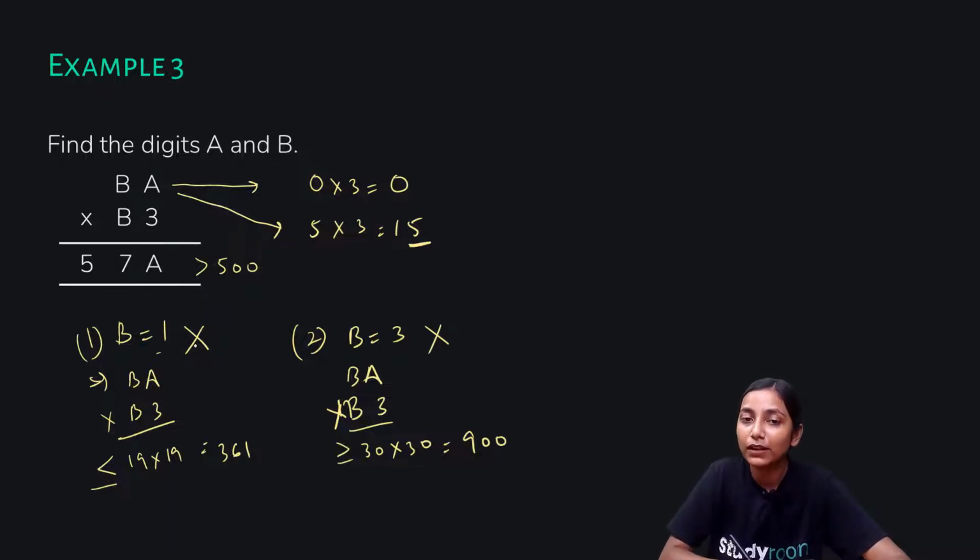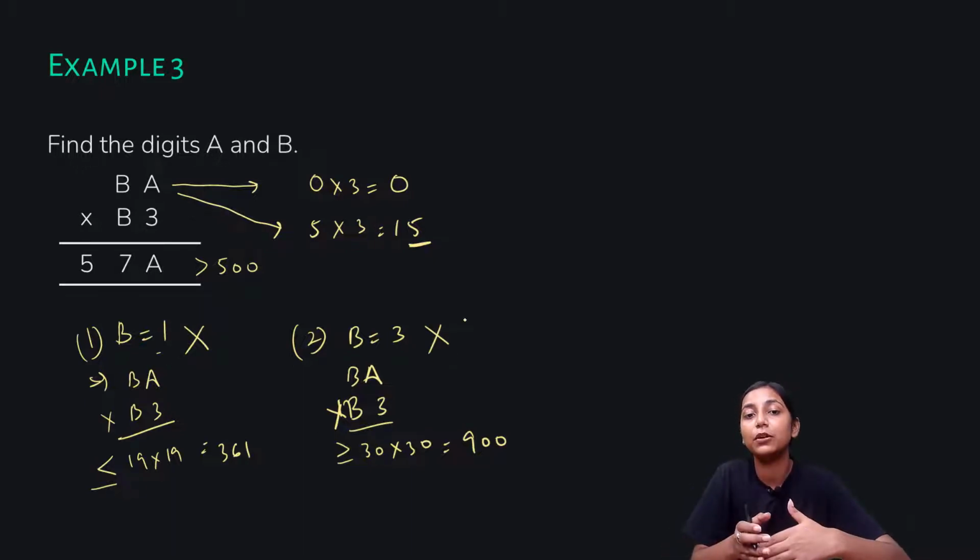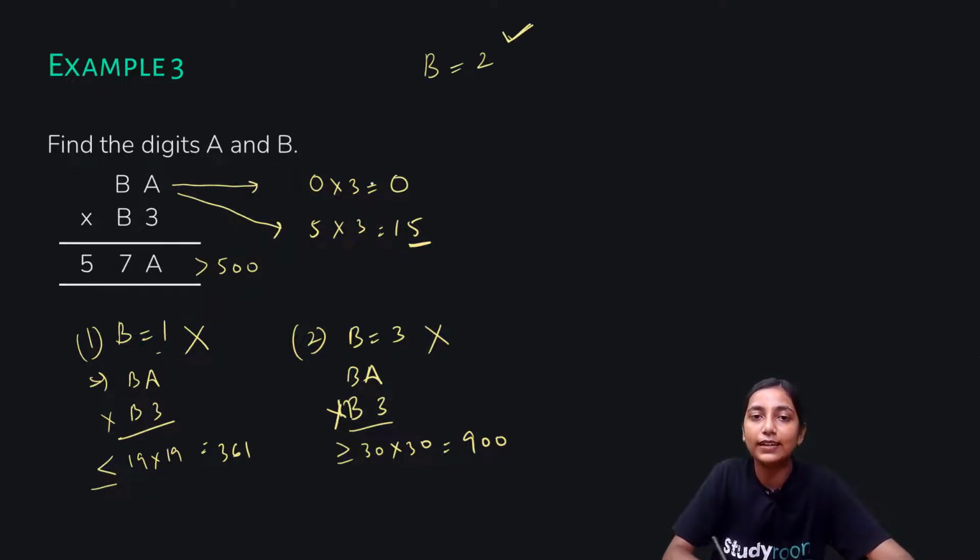B cannot be 1, B cannot be 3, but has to be in between these two. That is B is 2. So B is 2. This is final. Now we are going to decide the value of A. Now what if I write A as 0? Because A can either be 0 or A can either be 5. So what if I write A as 0?